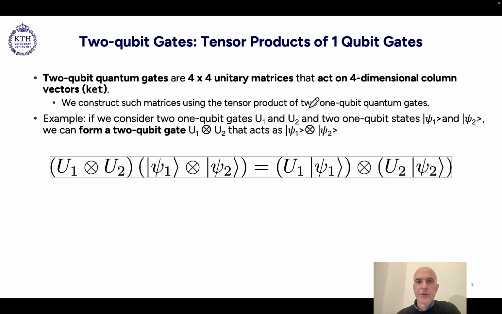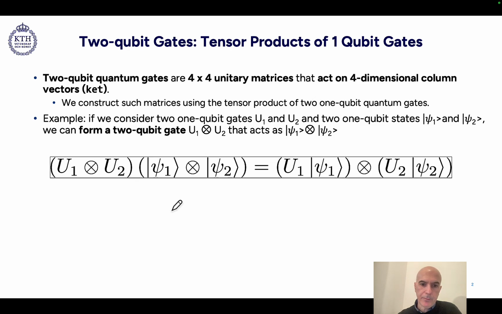The way that we construct these 4x4 matrices is the same way that we use in combining quantum states, by taking a tensor product. So we construct such two-qubit quantum gates using the tensor product of two one-qubit quantum gates. So let's look at an example.